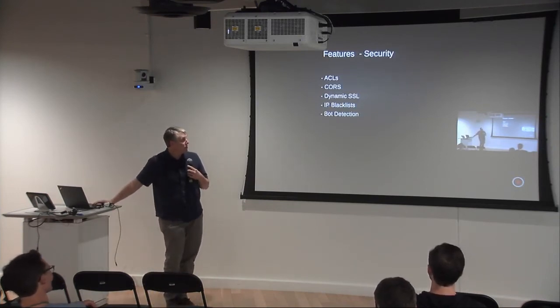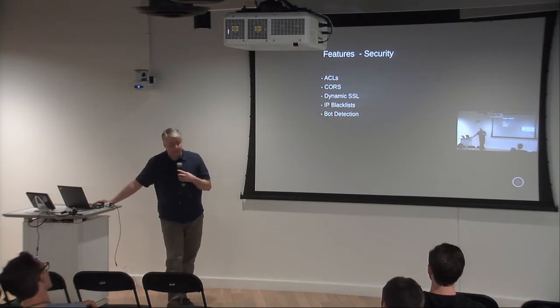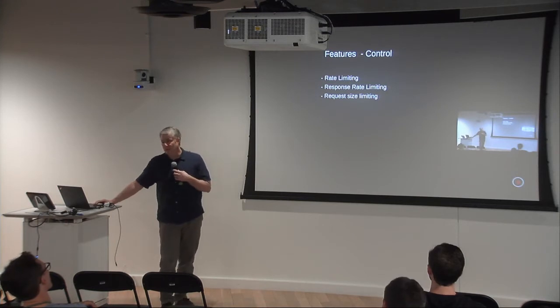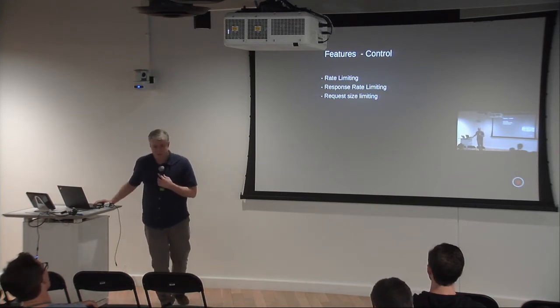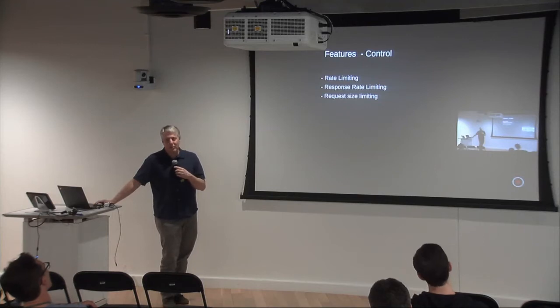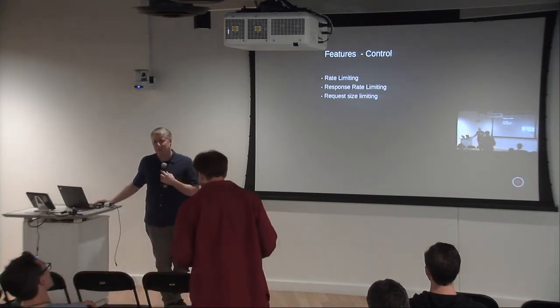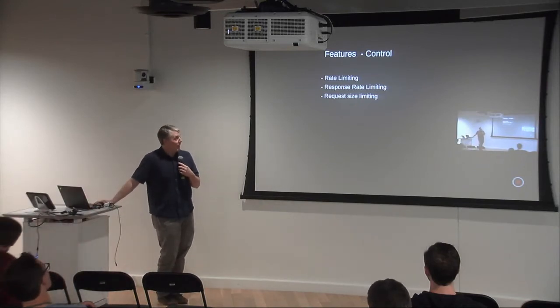There are some security features like IP blacklist, bot detection, dynamic SSL, and real-time ACLs. Some of the control: rate limiting. Rate limiting was a huge feature that we wanted. This is basically you have these large queries on your database, and somebody writes a script that hits your API every minute, doing this extremely large query, and they pile up and take out your database, and your pager goes off, which no one really likes.